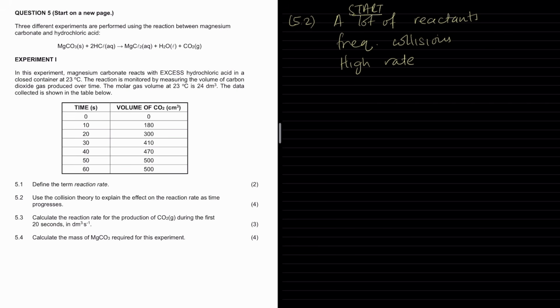However, as time progresses, the number of reactants decreases. So the reactants will decrease because they're being used up. You're going to have fewer collisions per unit time.